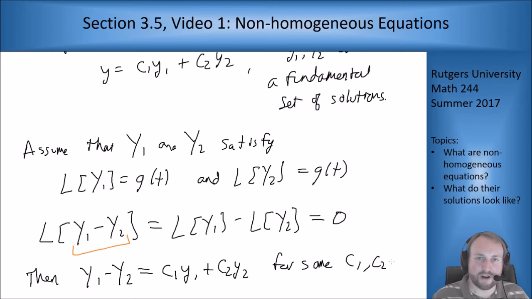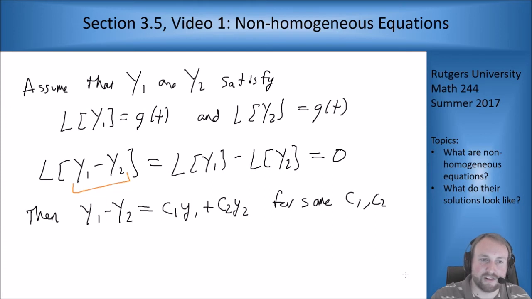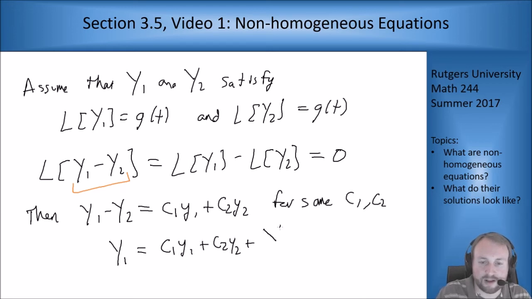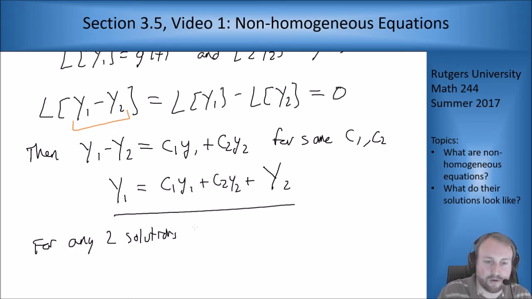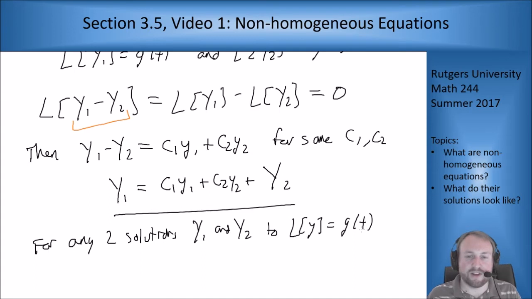So I know exactly what this difference here looks like, which means any solution to L of y equals g is equivalent to some particular solution, some capital Y, plus the homogeneous case, because I can move this around and say that I know Y1 equals c1y1 plus c2y2 plus Y2, and this holds for any two solutions, Y1 and Y2, to L of y equals g of t. Right, so for any two solutions, I know this is the case.